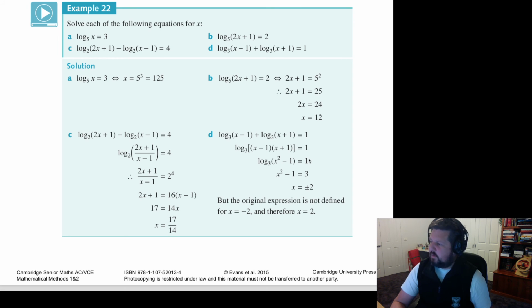Once you've got that, changing the format, x squared take away 1 is equal to 3 to the power of 1. 3 to the power of 1 is just this 3 that's here. Rearranging things, adding 1, square root of that, it's going to be plus or minus 2. Now, when you go back to the original question, because we're dealing with logarithms, we're not looking at the negative values here, so we're going to disregard x being equal to -2.